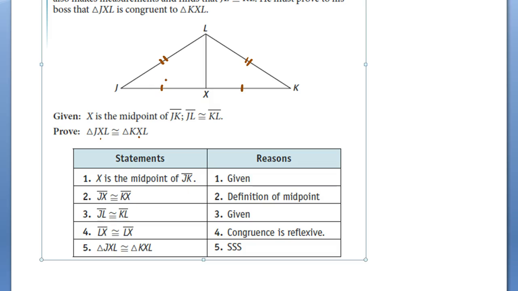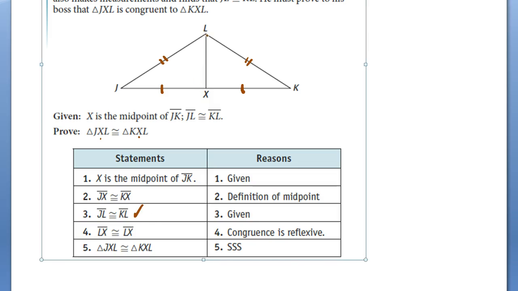From that, we can conclude that that length equals that length. I had already marked it in the picture, and here it is written in the proof. The reason is the definition of midpoint. The other thing that was given to us, which I had marked with the double marks, was that JL was equal to KL. That was given.